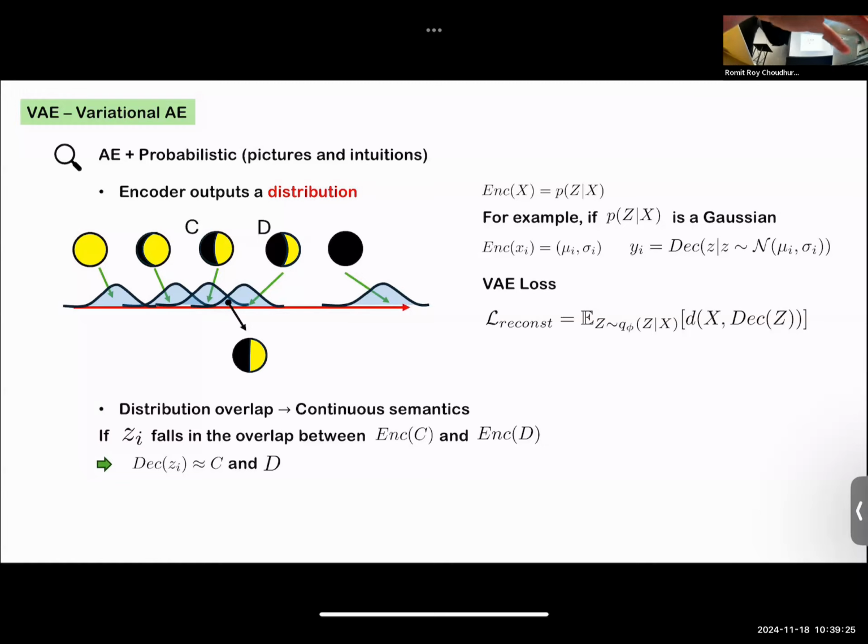Now we are saying, you take that picture, you map it to a distribution, correct? You sample from that distribution, many samples from that distribution. All of them should map back to the same picture. What happens to the latent space?